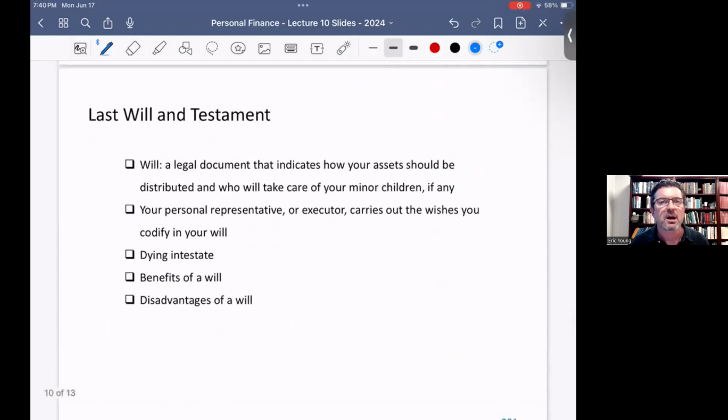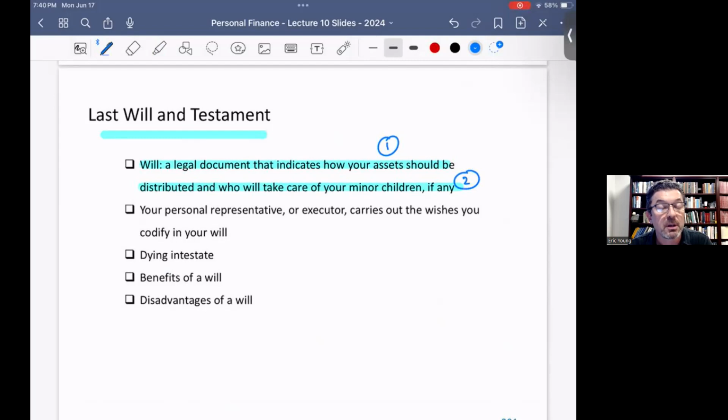The first of the big documents is your last will and testament. So what is this document about? Well, your will is ultimately a legal document that lays out several big things. What a will does is it indicates, number one, how you want your assets to be distributed when you die and to who. And number two, if you have any minor children, how will they be taken care of and by who?